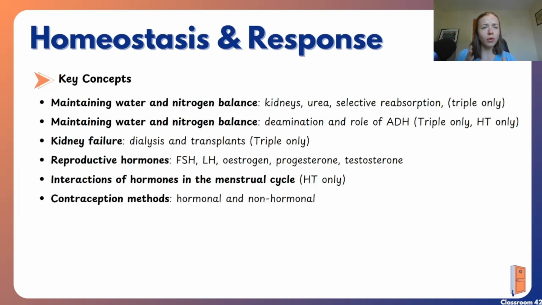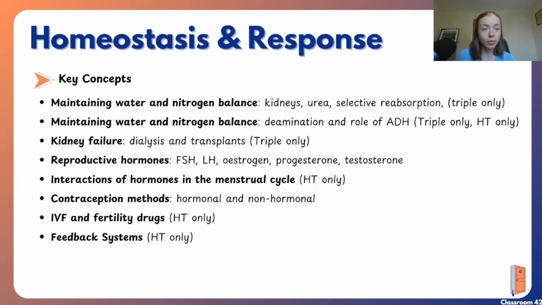Contraceptive methods as well, so both hormonal and non-hormonal methods, and the advantages and disadvantages of each, but you need to make sure you can apply that to different scenarios and different people. IVF and different fertility drugs, and that's a higher tier only topic. And feedback systems as well, which is linked to the glucagon negative feedback loop we talked about on the page before. But yeah, that's another higher tier only part of it.